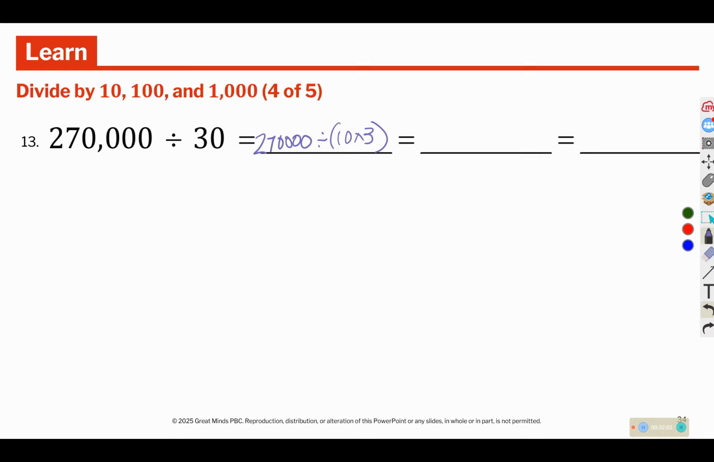We can do it either way, 3 times 10 or 10 times 3 for 30, since multiplication is commutative. But it's probably going to be easier to divide by the tens first, because we already did those in the previous problems 10 through 12. So we're going to use that fact to help us find this answer.